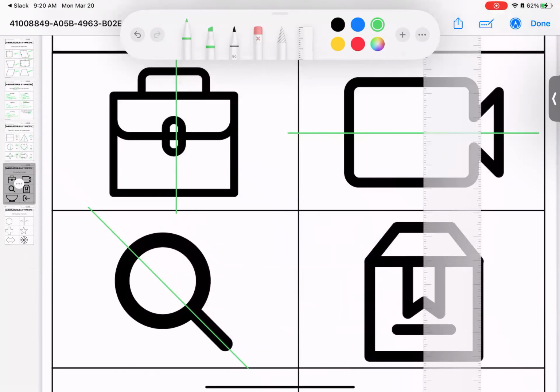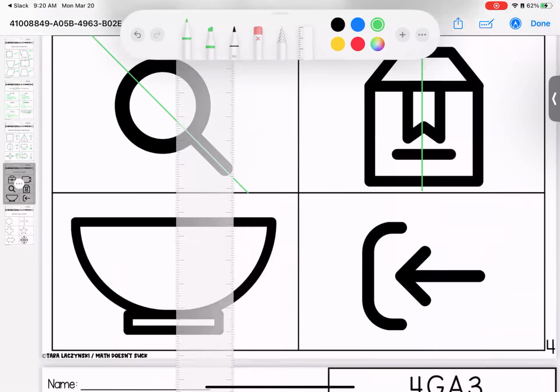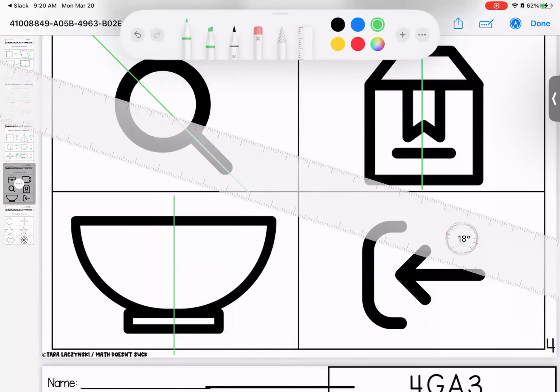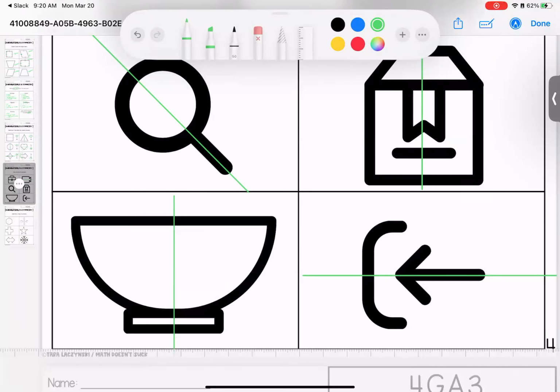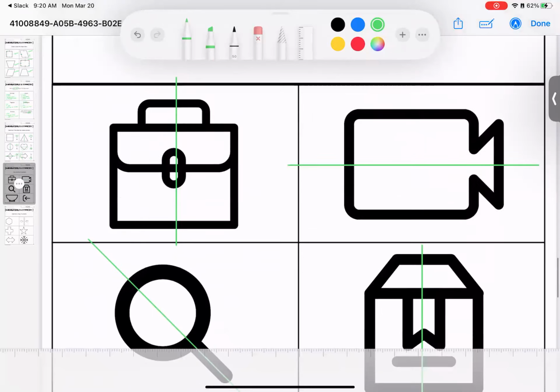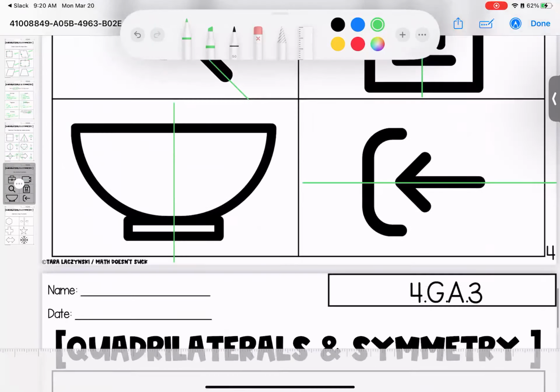Over here, making them symmetrical, right down the middle. Our bowl would be right down the middle. And then this guy, because of the arrow in the middle, would have to be right through. Any questions on these lines of symmetry? Again, a line that I could fold on that they would match. Bring them with you to class.